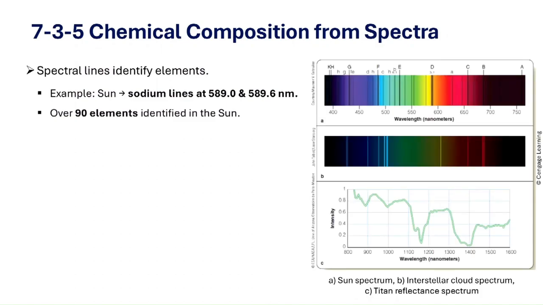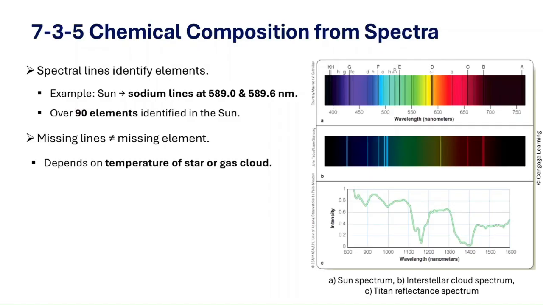Now here's the sun's spectrum. Notice the bright rainbow background. That's continuous light from the photosphere. And the thin dark lines show light absorbed by atoms in the sun's atmosphere. So each line tells us exactly which element is there.